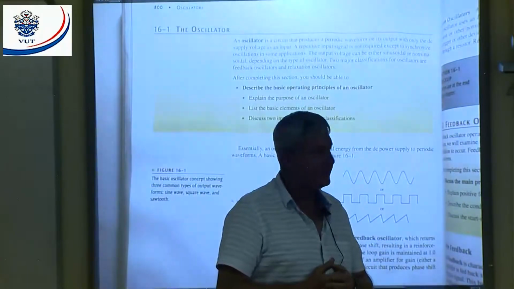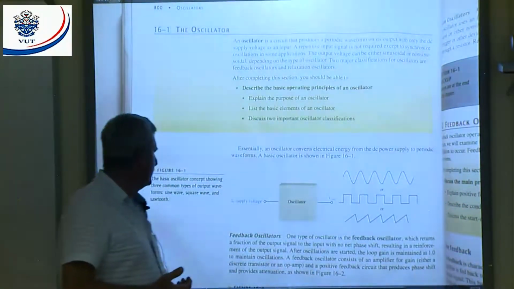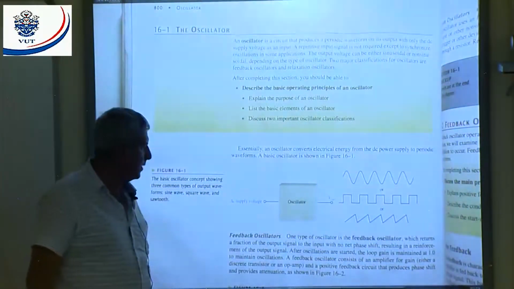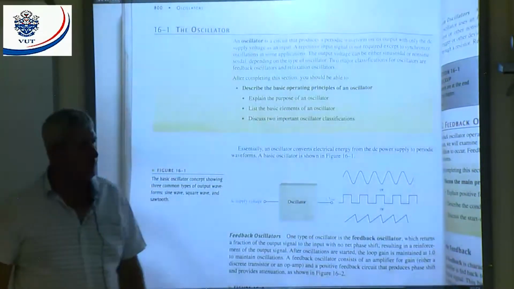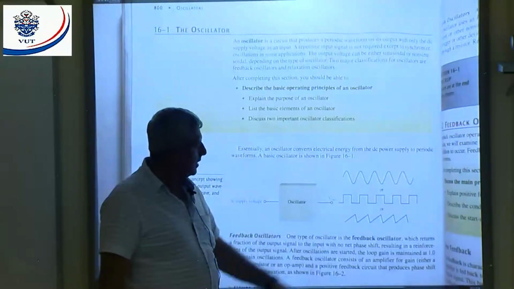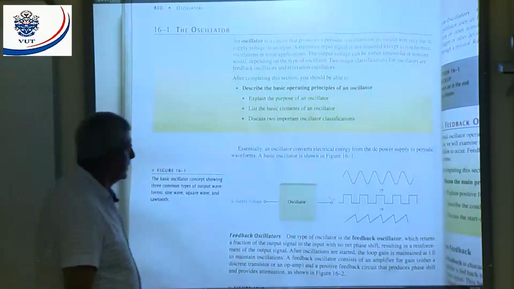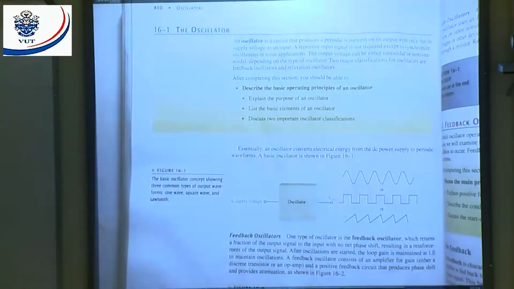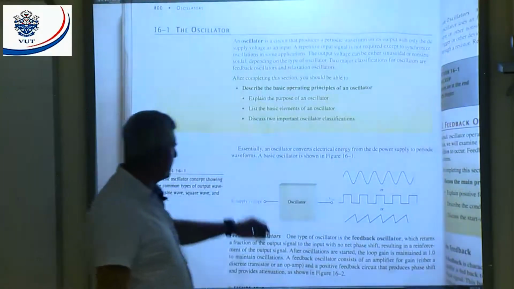What does an oscillator do? The oscillator will have a DC supply and electronic circuitry, and it can give you a sine wave, a square wave, a triangular wave, or a sawtooth wave. But that's what the oscillator does. It will oscillate; it will give us an output with a DC supply.